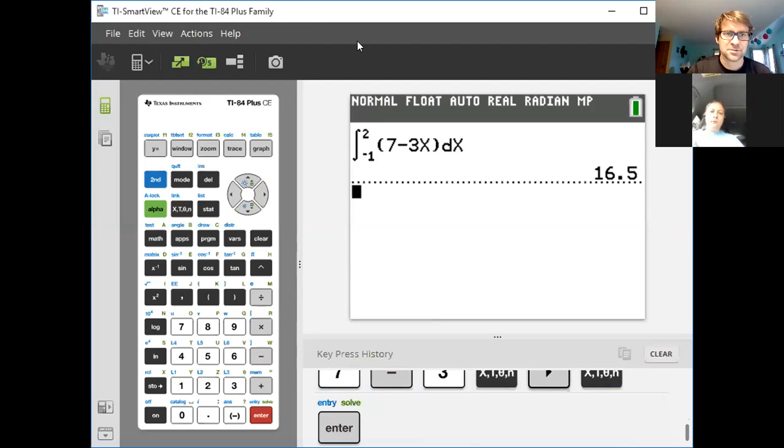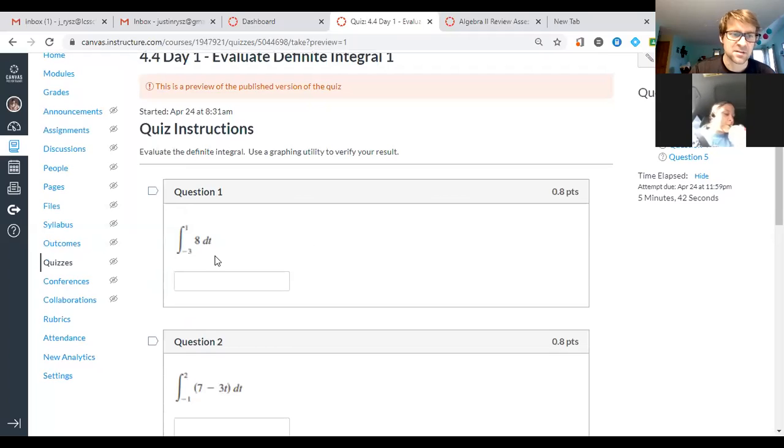So what I'm going to do now is go through and see if I can go back and forth and use this on every problem. We can do this the long way, or we can do it the calculator way. I prefer the calculator way. All right, so we've got -3 to 1 of 8.